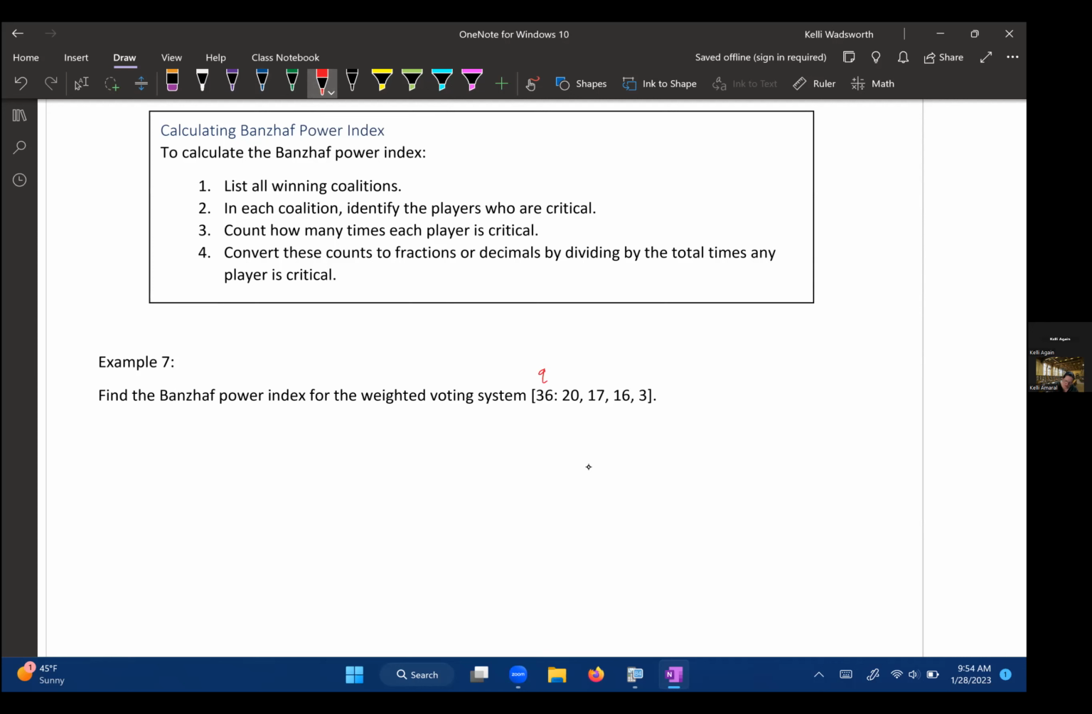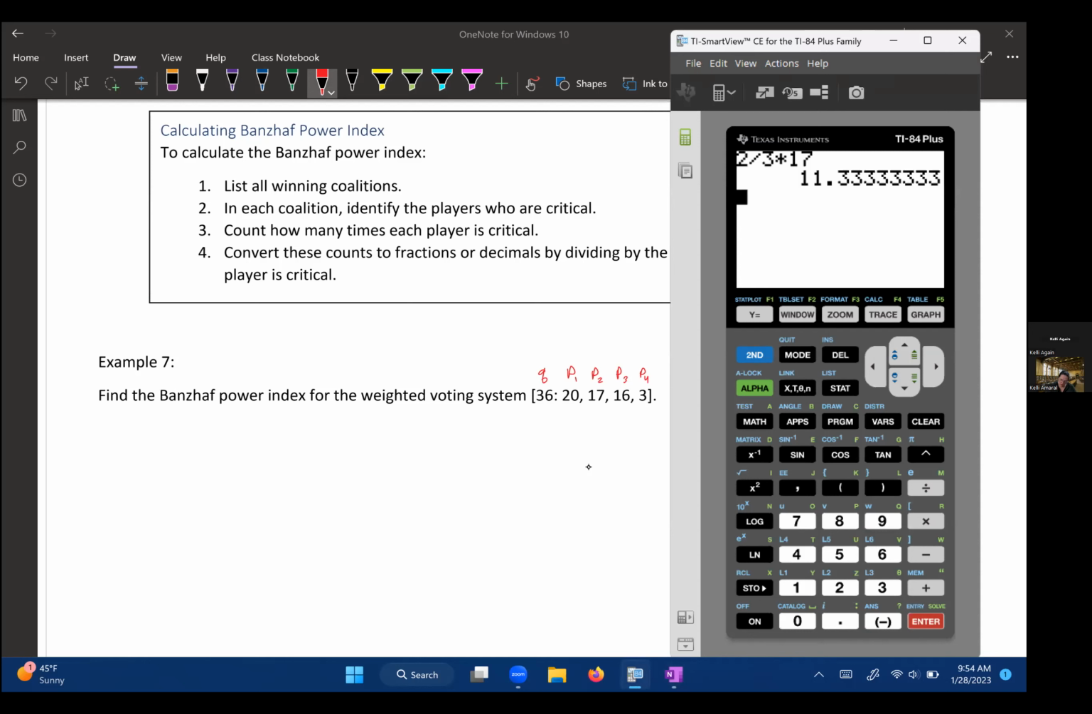Okay, so this is our quota. Our quota is 36. Player 1 has 20 votes. Player 2 has 17 votes. Player 3 has 16 votes. And player 4 has 3 votes. What is the total number of votes? I just always like to know this. That's 20 plus 17 plus 16 plus 3. I don't think this is necessary information, and I don't think we need to use it in this case, but there are 56 votes.